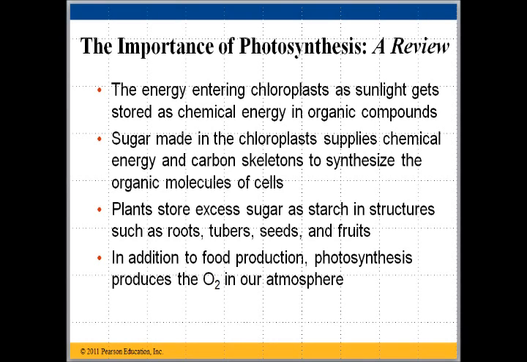So plants do an excellent job of taking sunlight and converting it into chemical stored energy in the form of sugars and carbohydrates that the rest of all of life on Earth can use. So this energy enters the chloroplast as sunlight. It gets stored as chemical energy in organic compounds. Sugars made in the chloroplast are what provide all the chemical energy and the carbon skeletons that form all the rest of the organic molecules of the plant cells and any animal cell as well.